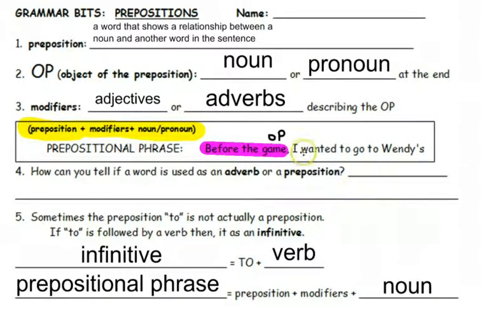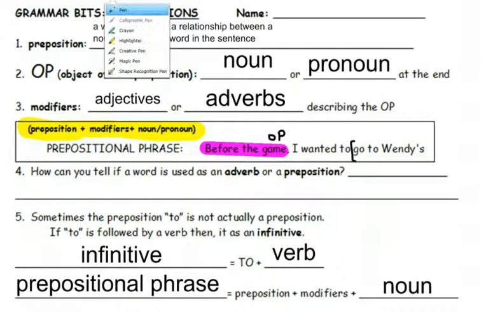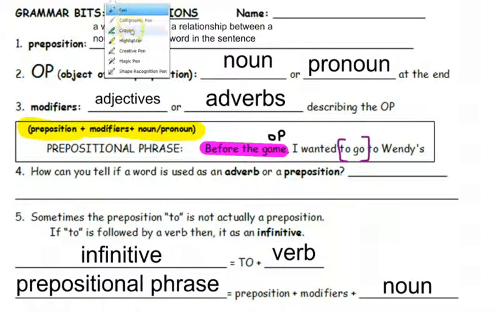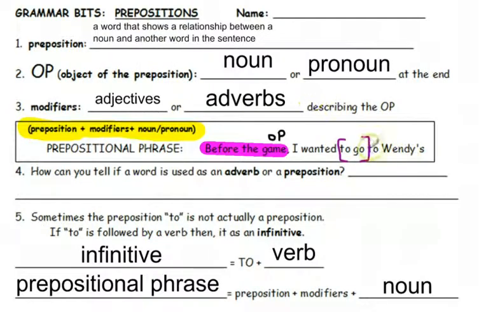"I wanted to go to Wendy's." I think it's a little easier sometimes to find the verb, and so I would look at the word after "to." Is "go" a verb, or is "Wendy's" a verb? Go is definitely the action here. The way that I'm going to have students code prepositional phrases is we put brackets around them. So "to go" is an infinitive, which leaves "to Wendy's" as the prepositional phrase.